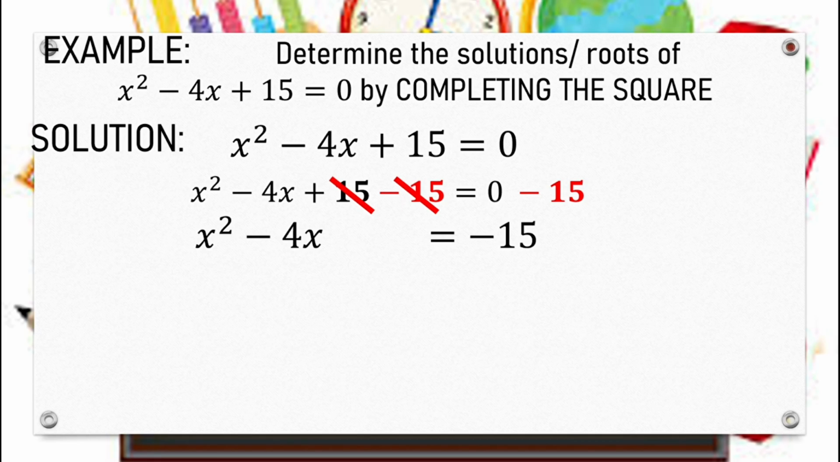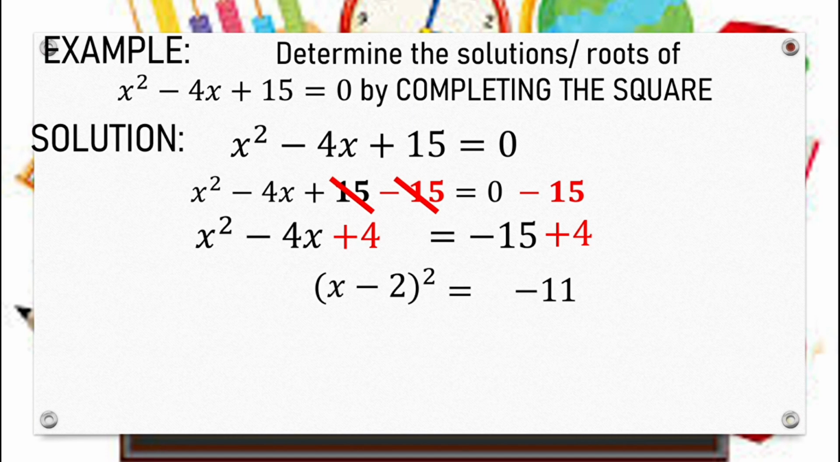Then we will make the left side of our equation a perfect square trinomial as we get half of the coefficient of x and square it. So half of negative 4 is negative 2. Squaring it, that is 4. So 4 will be added on both sides of the equation, making the left side a perfect square trinomial. So x squared minus 4x plus 4 can be written as a square of a binomial, and that is equal to quantity x minus 2 squared equals negative 11.